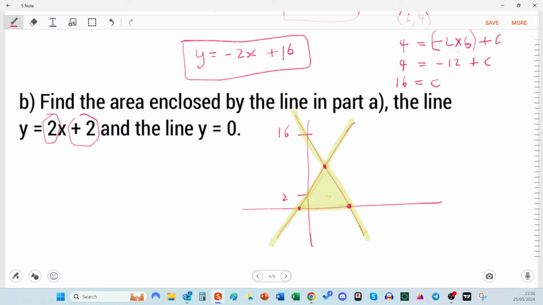So what we want is some coordinates, right? We want to know probably these. I think all of them would be useful. So let's find the coordinates of where these are crossing. This top one, it might be the easiest one. It's where the two equations are equal. We'll put them equal to each other and find out the x value. So 2x plus 2 is equal to minus 2x plus 16.